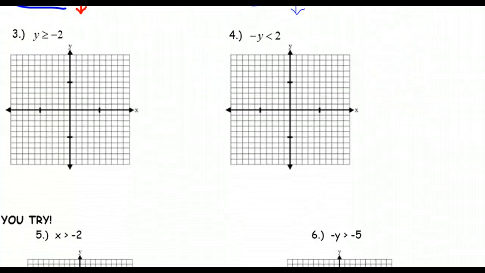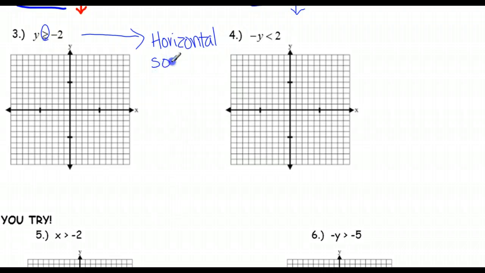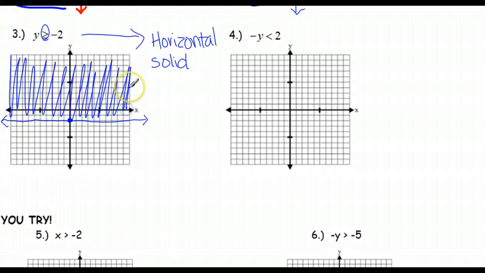Example number 3. Y is greater than or equal to negative 2. This is an example of a horizontal line. So let's just write that because these are our notes. So horizontal line. And because it has the or equal to symbol, it's going to be a solid line. On our y-axis, we're going to go to negative 2. And we are going to draw a solid horizontal line going through negative 2. Now, we want to represent values that are greater than negative 2, so we shade above our line because numbers that are greater are up.